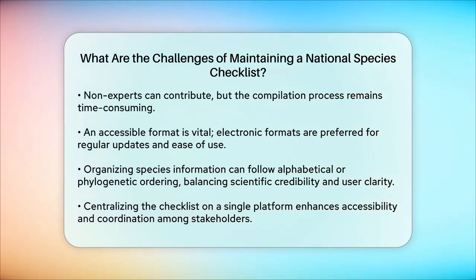In summary, maintaining a national species checklist involves navigating complex classification systems, keeping up with constant taxonomic changes, defining the scope of the checklist, managing costs and resources, ensuring the format is user-friendly, organizing the information effectively, and making the checklist widely accessible. These challenges highlight the importance and the effort required to create and maintain such a valuable resource.